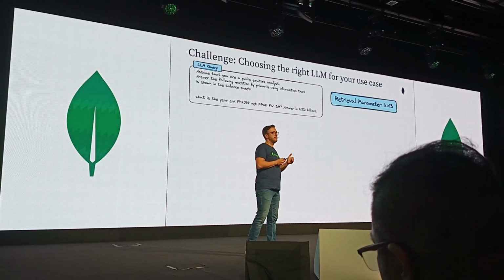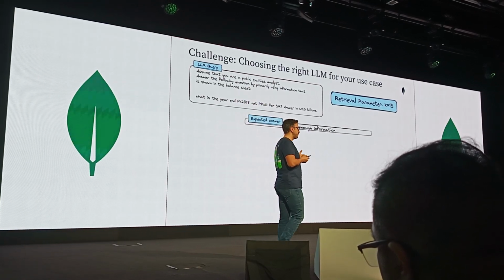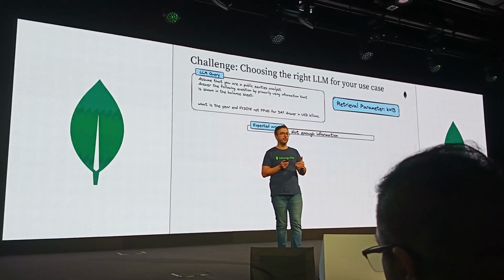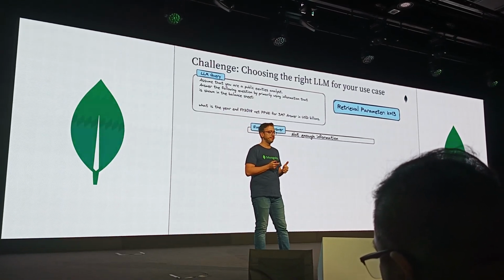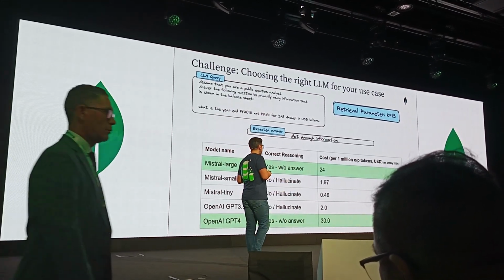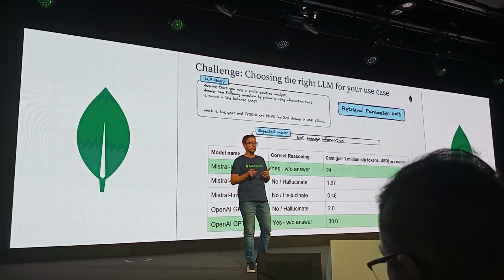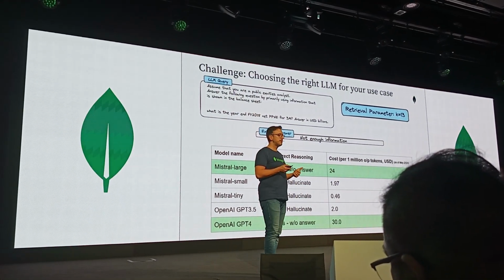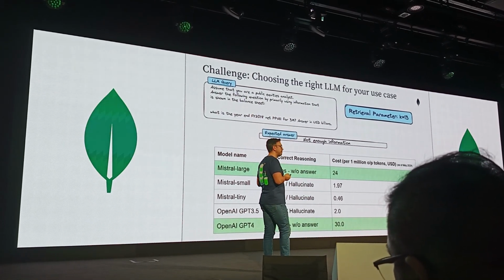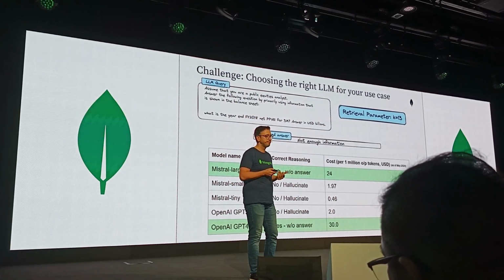If we change the retrieval parameter to 13, not 14, intentionally, we know that the LLM is not going to be fed with enough information and it will not provide the answer. So the expensive models, Mistral Large and OpenAI GPT-4, provided correct reasoning, which means that they didn't answer. It was expected. However, the other cheaper models, Mistral Small, Tiny, and OpenAI GPT 3.5, hallucinated. So basically they provided wrong answers.